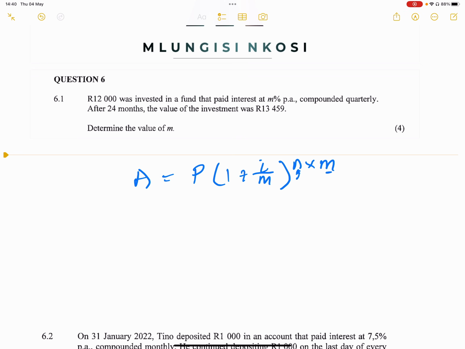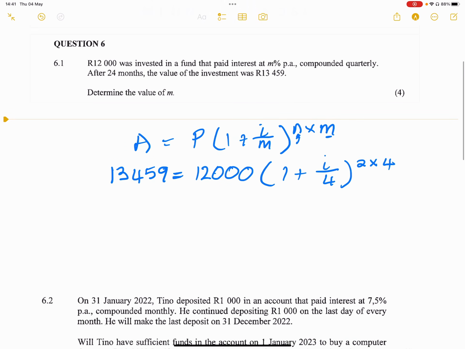So the accumulated amount, we've got 13,459, and our present value, or rather the principal amount, in this case was 12,000. So that's 1 plus, I'm going to leave that as i, over 4 multiplied by, we said it's 24 months, which is 2 years, multiplied by the compounding cycle, which is 4. Right, so let's get right into it.